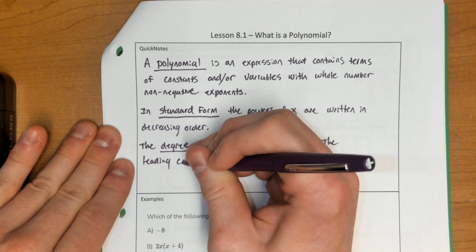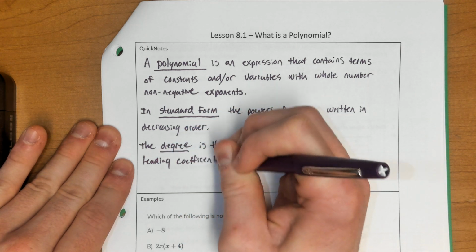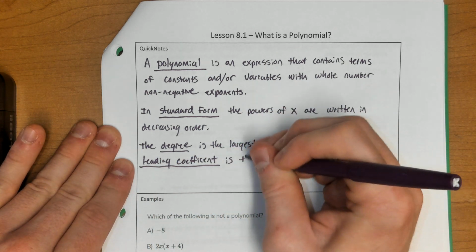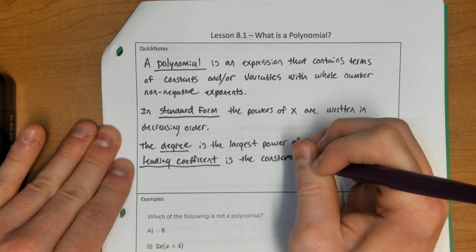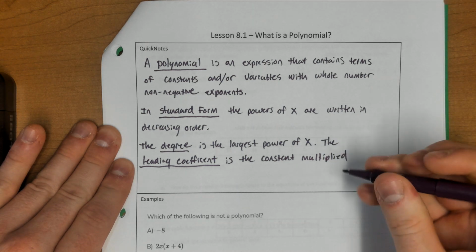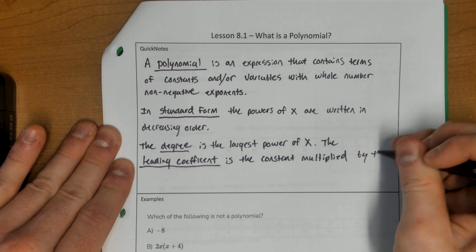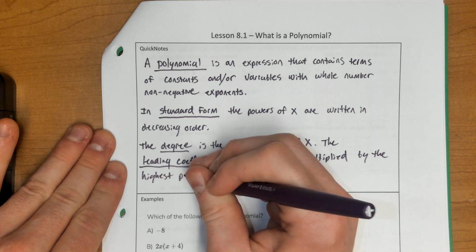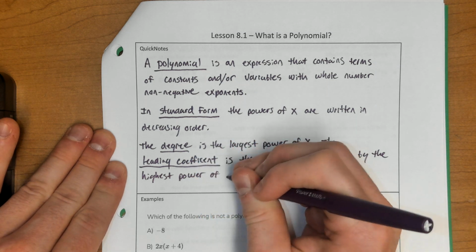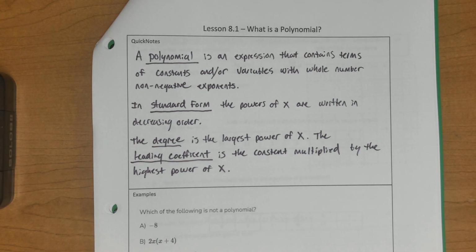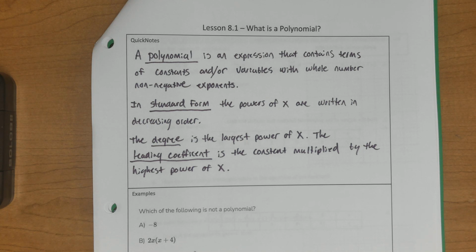The leading coefficient in these equations is the constant multiplied by the highest power of x. Make a pause. Please make sure you get that written down in your notes. That is a summary of what is going on with these polynomials.